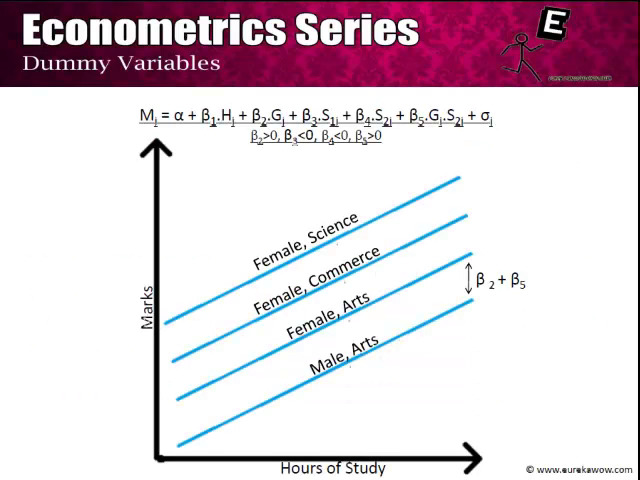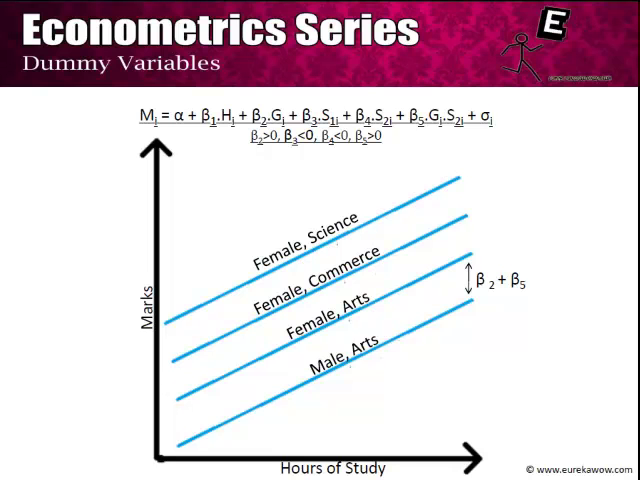To show it graphically, we consider the same model that we have been considering in the last few slides, and we assume that beta 2 is greater than 0, that is, females on an average score more than males, that beta 3 is negative, beta 4 is negative, that is, commerce and art students score less than science students. However, beta 5 is greater than 0, that is, there is an additional benefit to being a female and an art student at the same time.